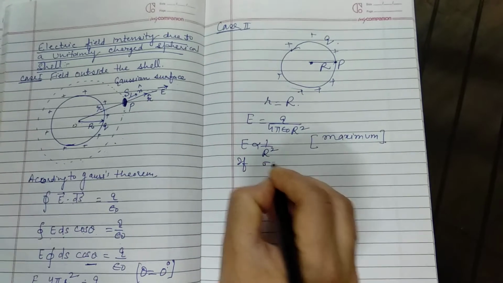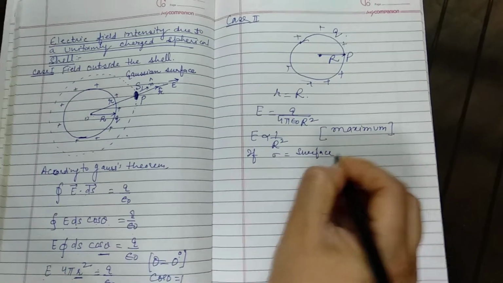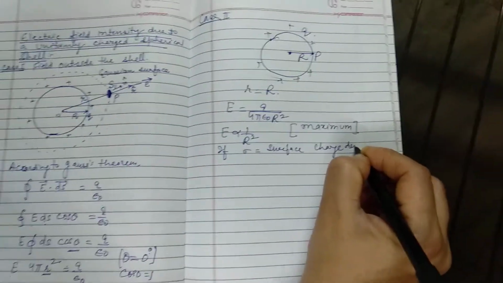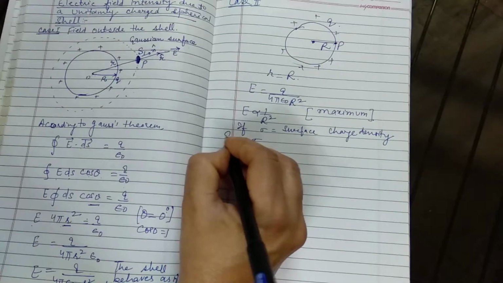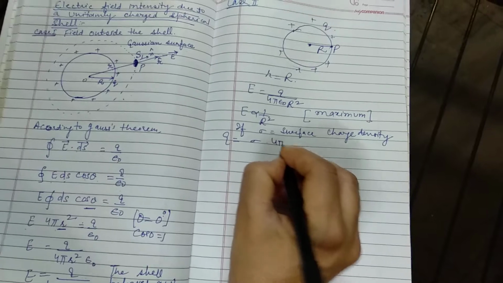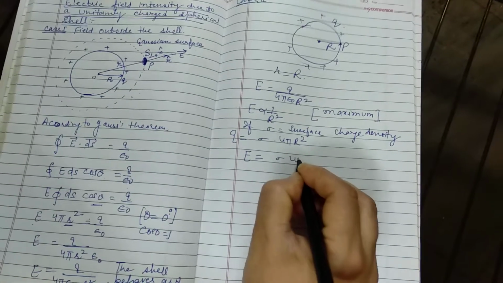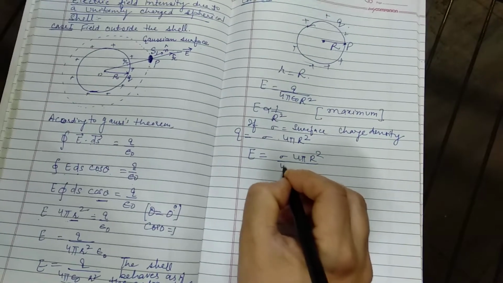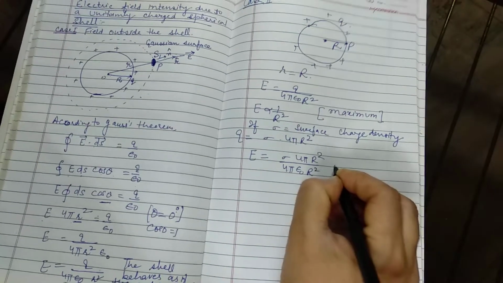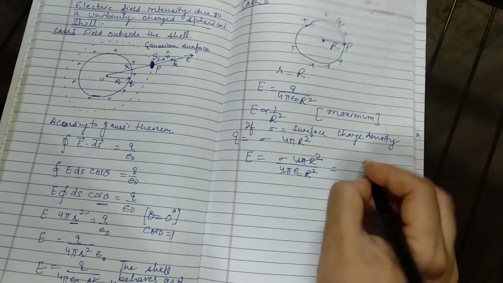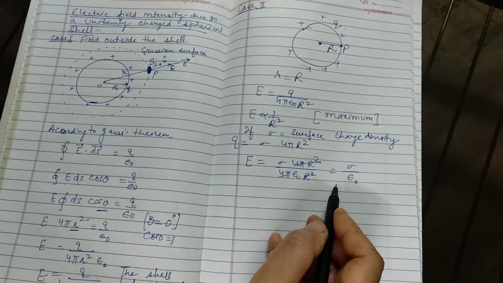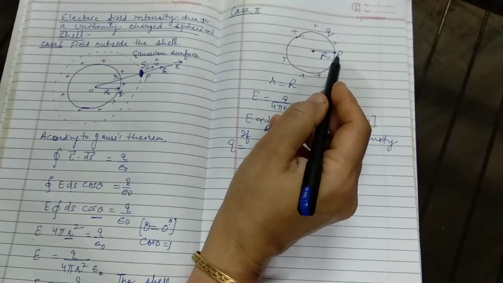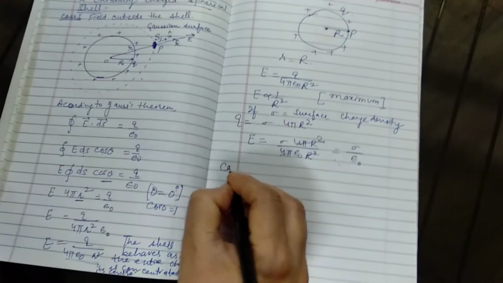If sigma is the surface charge density, then Q is equal to sigma into 4 pi r square, so E is equal to sigma 4 pi r square upon 4 pi epsilon naught r square, or cancelling these two values we get sigma by epsilon naught. This is the value on the surface of the spherical shell.